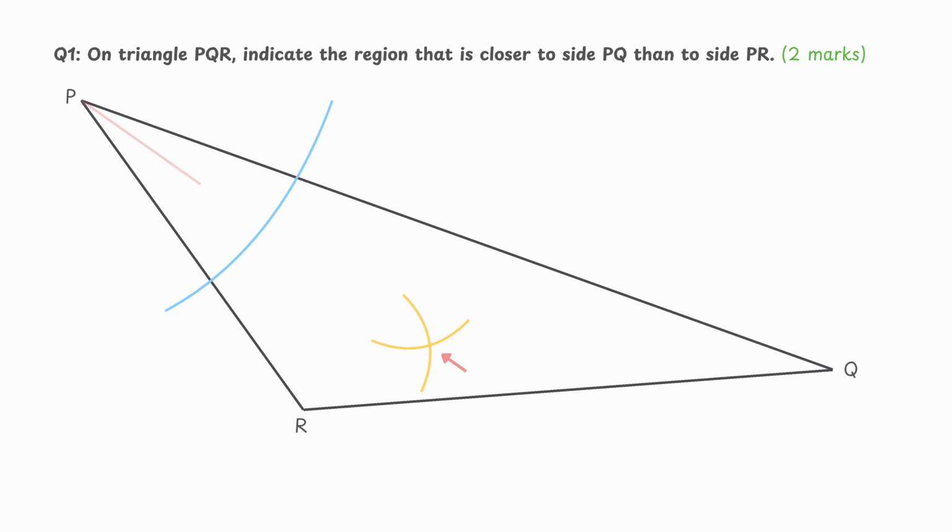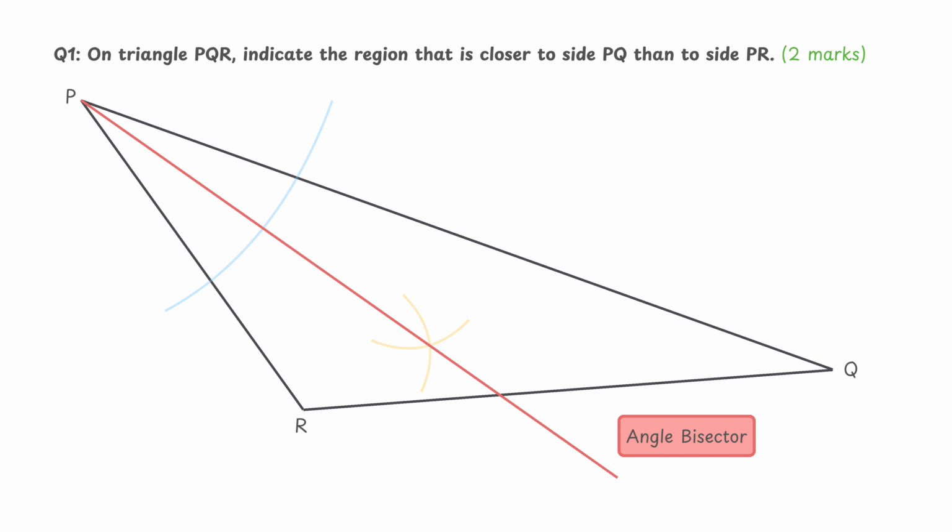Now take your ruler. Draw a straight line from point P through that intersection point. This line is called the angle bisector. It splits the angle at P into 2 equal parts. But more importantly for this question, it creates a boundary.